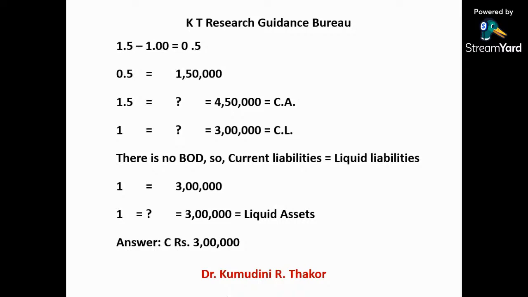Again, try to understand. 1.5 and 1, current ratio and quick ratio. Find out the difference. 1.5 minus 1 equal to 0.5, and 0.5 is equal to 1,50,000. So 1.5 is equal to 4,50,000, that is your current assets. 1 is equal to 3 lakh, that is your current liabilities. And no bank overdraft, so current liabilities and current assets will be same. So 1 is equal to 3 lakhs and liabilities also 3 lakhs. So your answer is 3 lakhs.